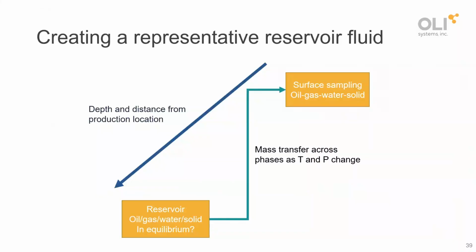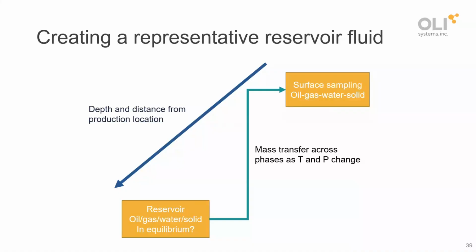And we know that the reservoir conditions must, in that case, have the water and the gas in equilibrium with some solids, right? Could be cementing materials, it could be calcite, it could be barite, it could be some other mineral that the reservoir fluid is in equilibrium with. So we need to calculate that. We need to make sure that we create a representative reservoir fluid.